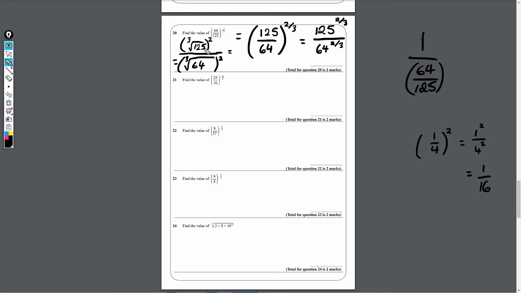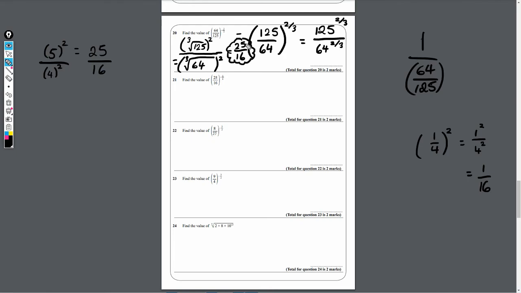So the cube root of 125, that's 5, and we square it. So we do it over here. The top number, that's 5 squared, which is 25, divided by the cube root of 64, which is 4. So that's divided by 4 squared, which gives us 25 over 16. Okay, 25 over 16. And then that is your final answer.